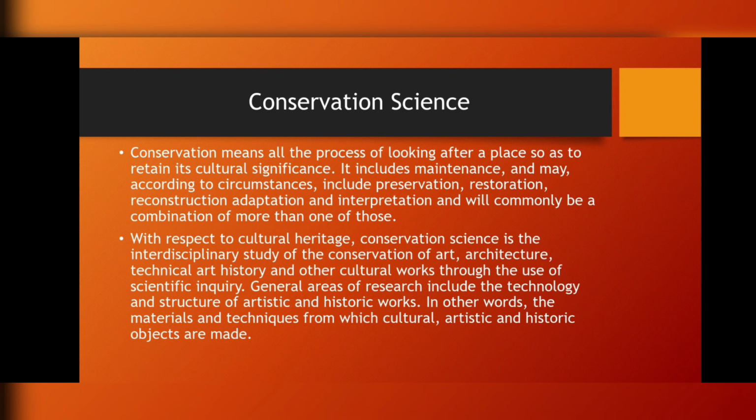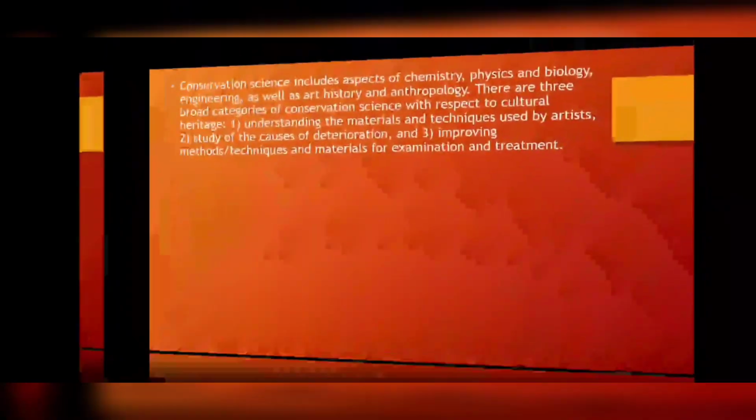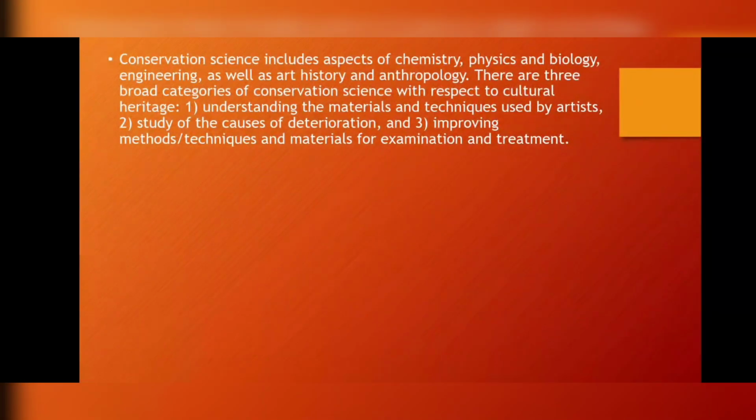With respect to cultural heritage, conservation science is the interdisciplinary study of conservation of art, architecture, technical art history, and other cultural works through the use of scientific inquiry. General areas of research include the technology and structure of artistic and historic works. In other words, the materials and techniques from which cultural, artistic, and historic objects are made. Conservation science includes aspects of chemistry, physics, biology, and engineering, as well as art history and anthropology.